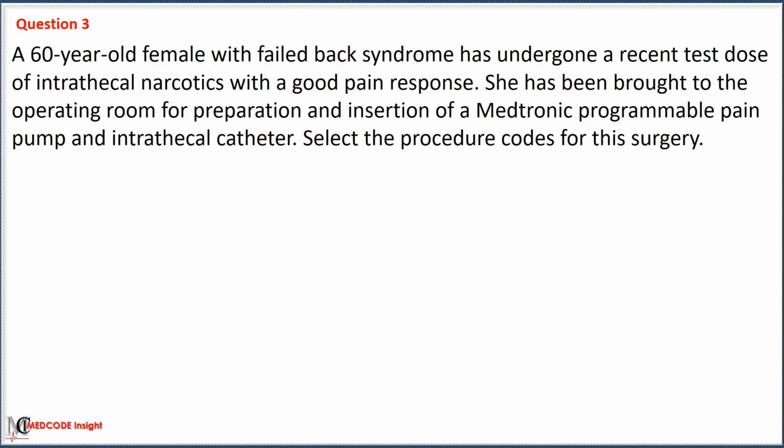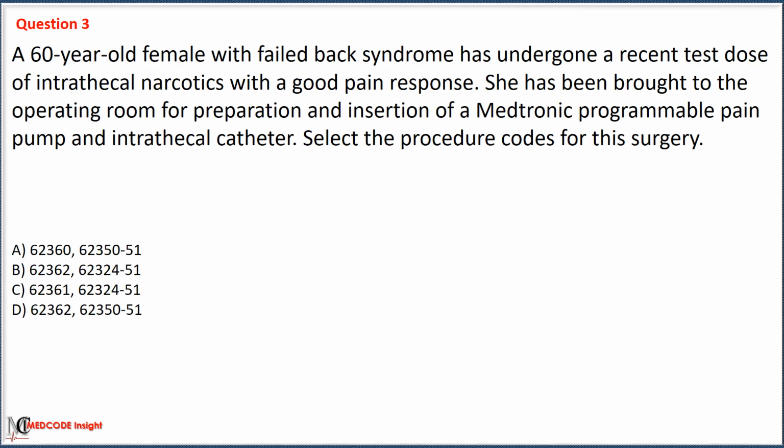A 60-year-old female with failed back syndrome has undergone a recent test dose of intrathecal narcotics with a good pain response. She has been brought to the operating room for the preparation and insertion of a Medtronic programmable pain pump and intrathecal catheter. Select the procedure code for this surgery.